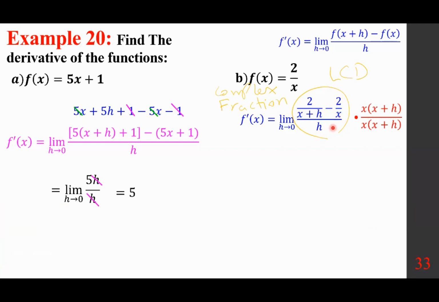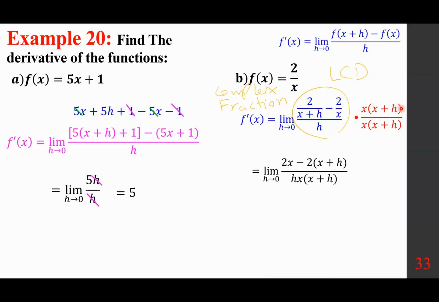So what happens to the denominator? Nothing. Just write it as a product. What happens when you multiply this one by this one? x plus h goes away. 2 times x. When you multiply it by this one, x goes away, minus 2 times x plus h. I'm assuming everybody is comfortable with algebra, fractions, LCD, complex fractions, things of that nature.